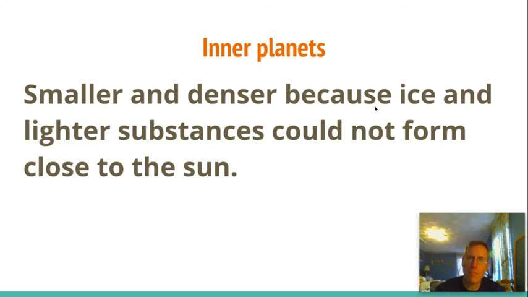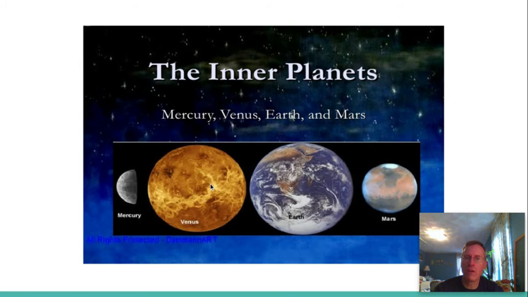All right. Okay. The inner planets are smaller and denser because lighter substances like ice or things that require coldness to form could not survive near the sun. All right. So the inner planets in our solar system, Mercury, Venus, Earth, and Mars, are made of dense materials like rock and metal. Okay, make sure you know the inner planets.